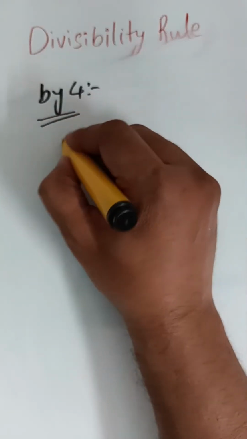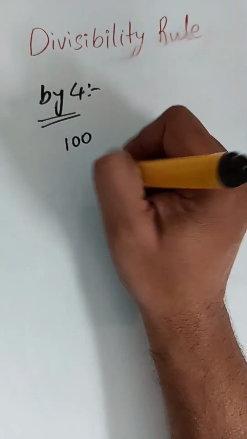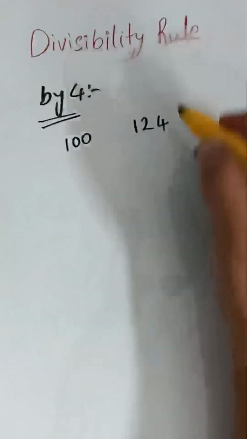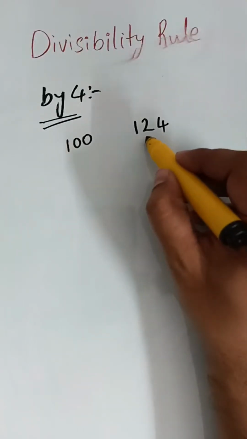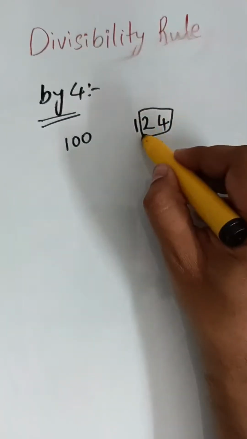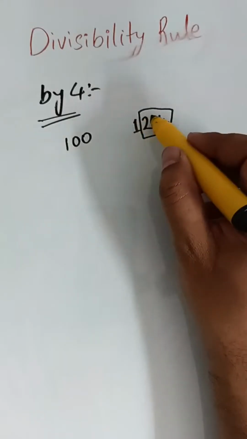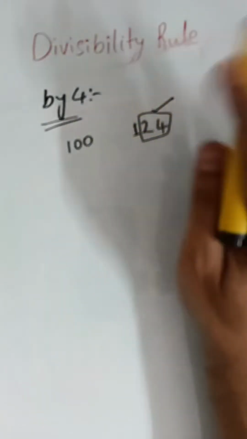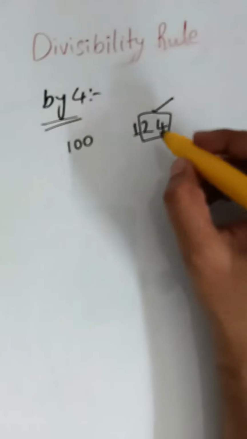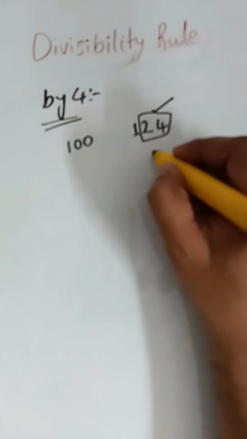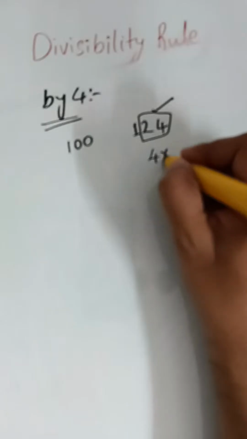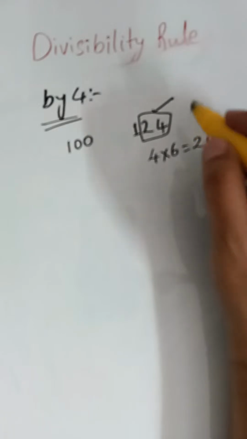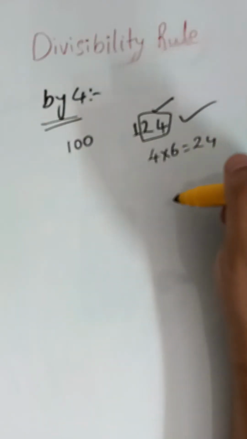For example, 100. Before this example, we will solve 124. Now the last two digits are 24. The rule is what? If the last two digits of the number, if this 24 is divisible by 4, then the whole number is divisible by 4. Okay. So now 24 means 4 times 6 is 24. So this is divisible by 4. So 124 is also divisible by 4.